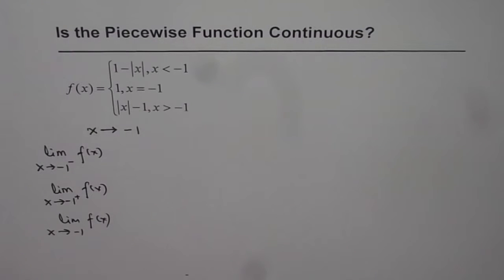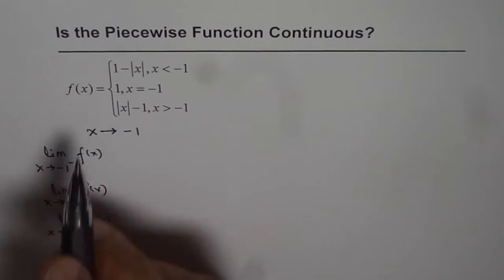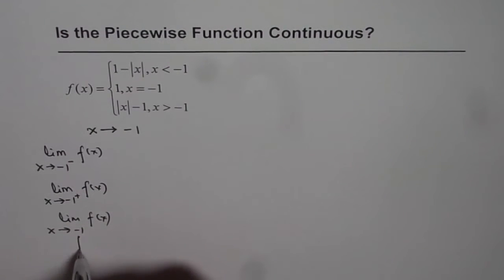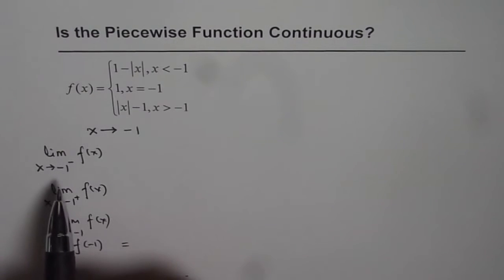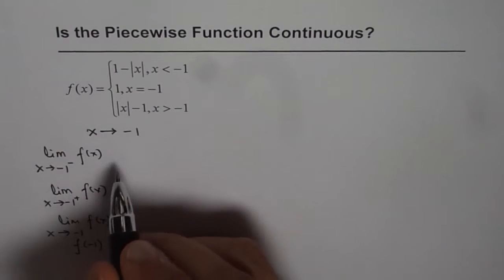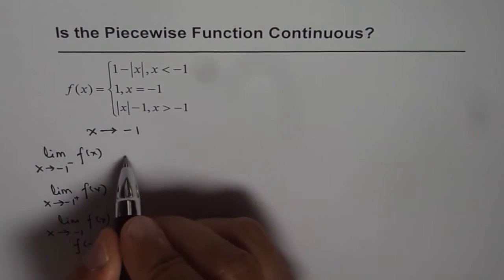And one more condition is that this limit should be equal to the value of the function at minus 1. That means, is it equal to f of minus 1? So f of minus 1 is another thing which we need to figure out. These are the three things which we need to find to conclude whether the piecewise function given to us is continuous or not. Okay, so let's start with the very first one, the left side limit for the function as x approaches minus 1.